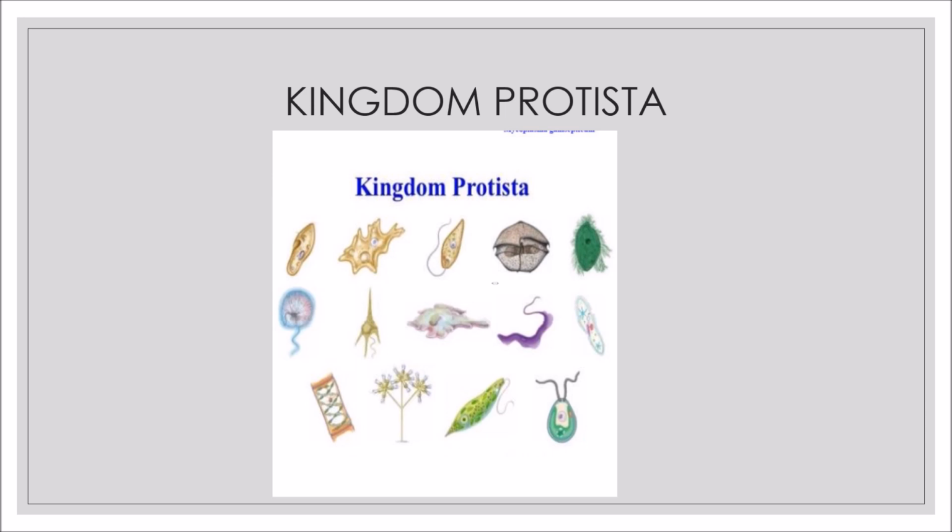It acts as a connecting link between prokaryotic kingdom Monera and the complex multicellular kingdoms. Here also unicellular organisms are there, and in kingdom Monera also unicellular organisms are there. The difference is, in Monera the cell organelles are not well defined, whereas in Protista the organelles are well developed. So it is a connecting link between the kingdom Monera and the complex multicellular kingdoms like fungi, plantae, and animalia.